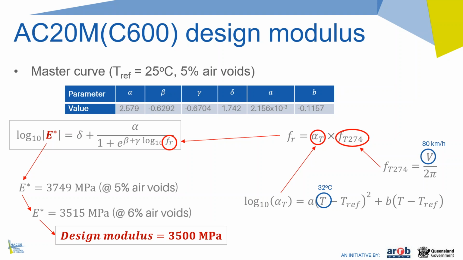And then we could actually use that in the thickness design, or more commonly we might just round that off to the nearest 100 MPa just for convenience. So we end up with a design modulus of 3,500 MPa. So that's the mix-specific design modulus for that AC20 base layer.